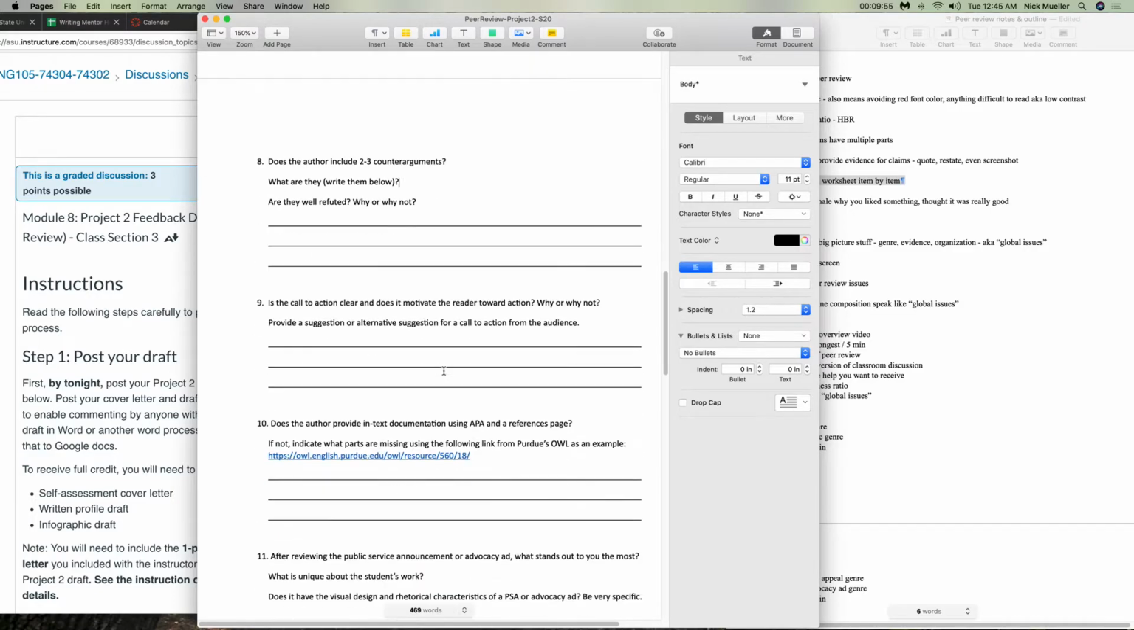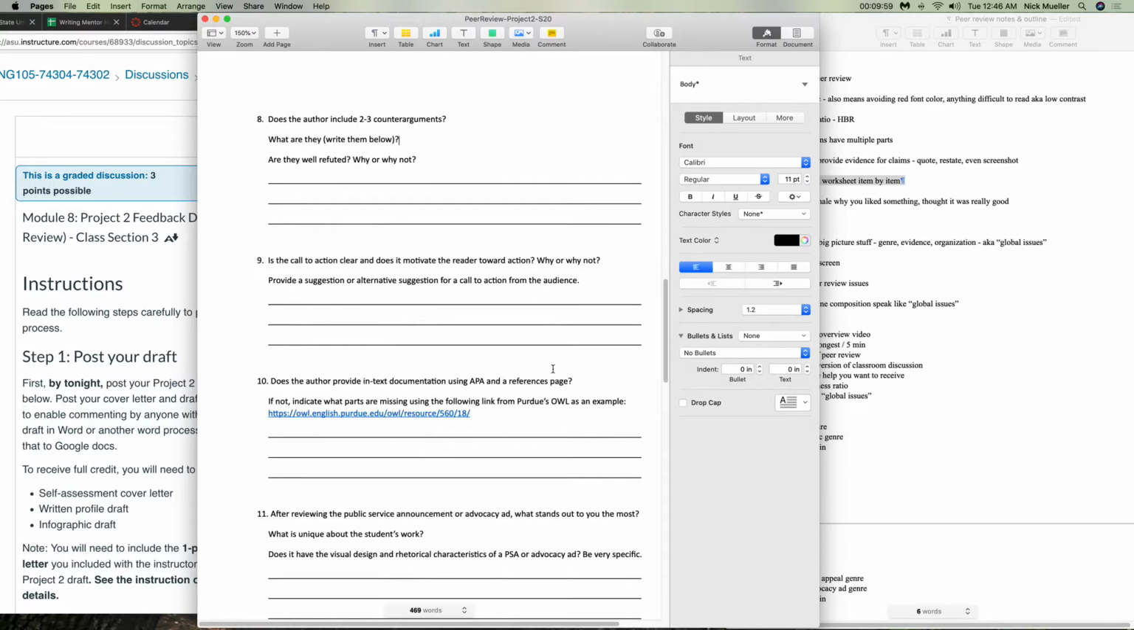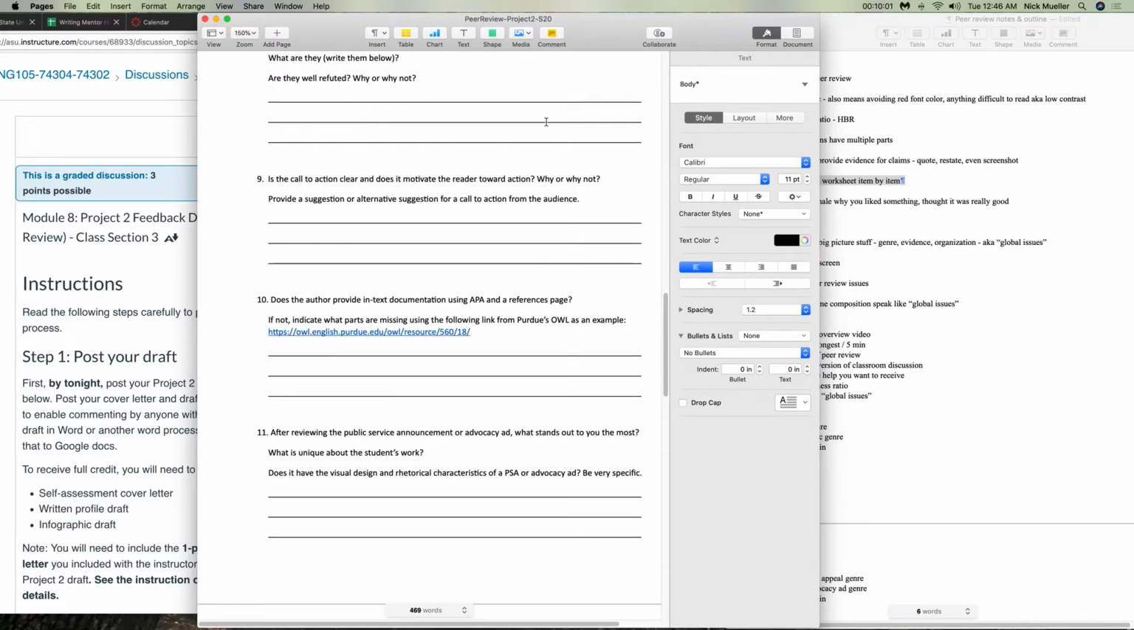Is the call to action clear, and does it motivate the reader toward action? Why or why not? Okay, the call to action is going to come toward the later parts of the project to submission. The call to action is a lot more pathos oriented. It's a lot more emotionally bound. So the question here is, does this call to action move you?